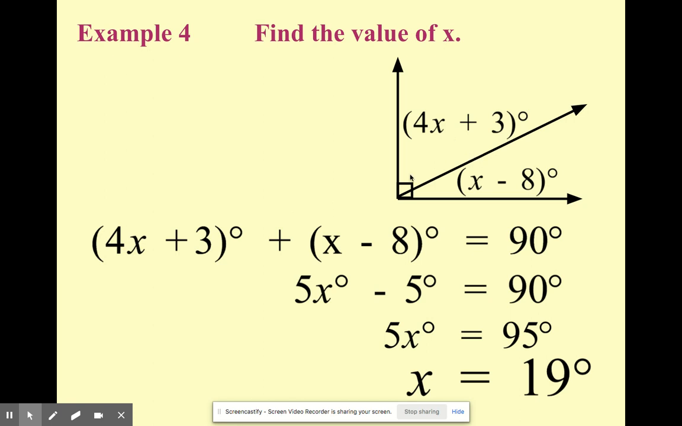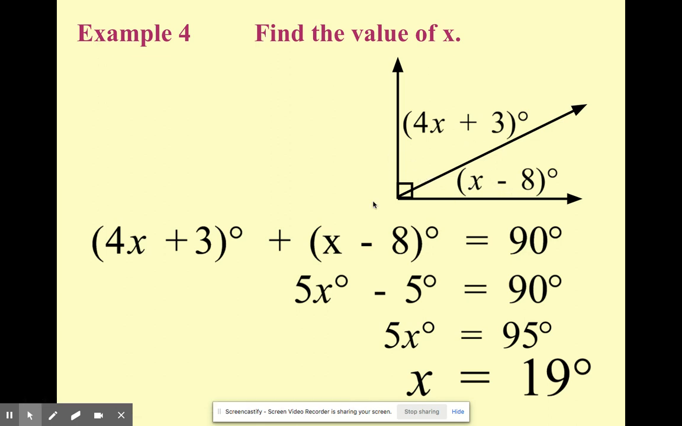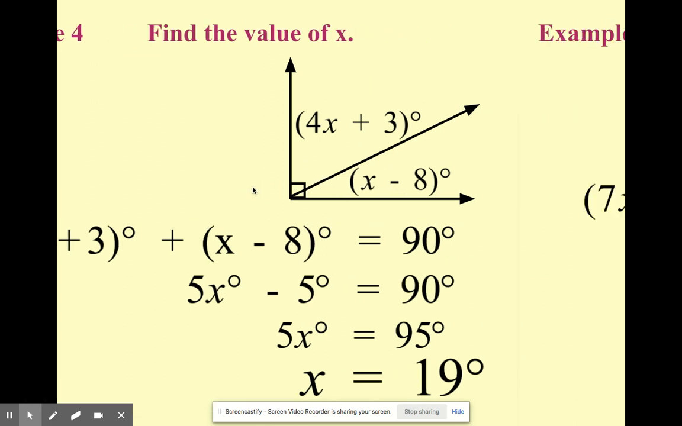This is a perfect example of a type of problem we're going to see in the future. We still know that 4x plus 3 plus x minus 8 will equal 90. Then we're just working through the linear equation process. Combine like terms: 4x plus x is 5x, 3 minus 8 is negative 5. Add 5 on both sides, get 95, divide by 5, and x equals 19. If I'm looking for a specific angle, we would have to plug 19 back in for x and solve, depending on the location of that angle.